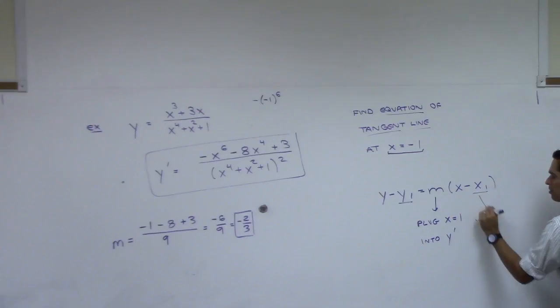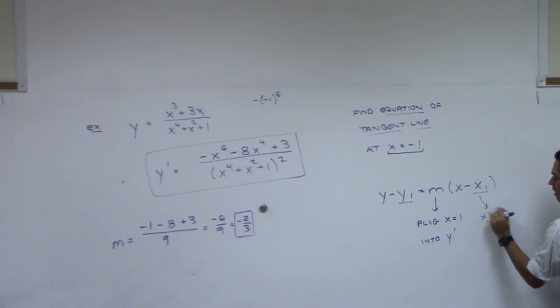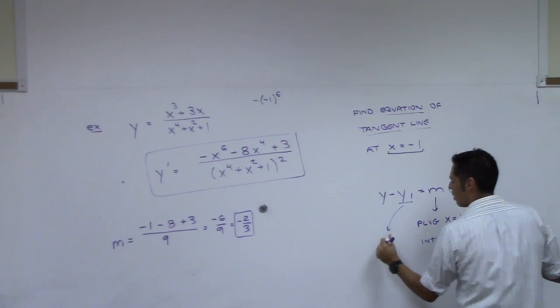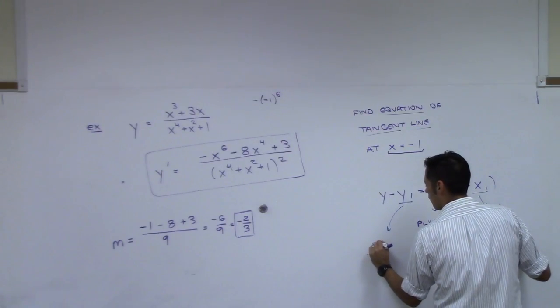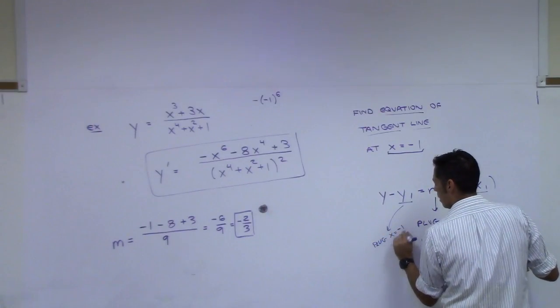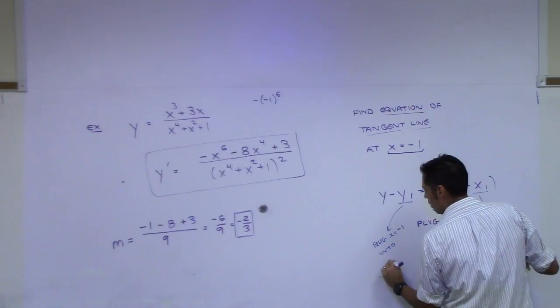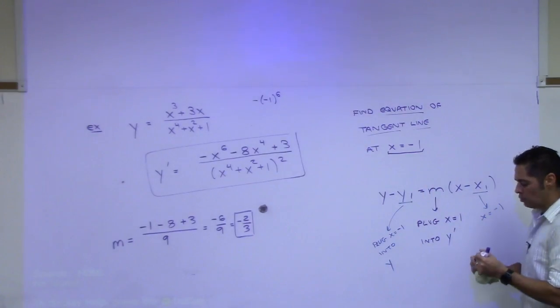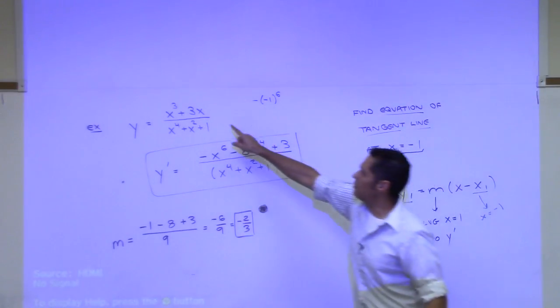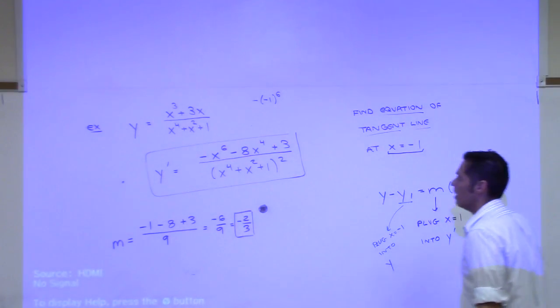So how do we find the x1, y1 part? Well, x1 is just x equals -1, right? I mean, that was already given to me. But to find y1, we're going to plug x equals -1 into the equation for y, right? Into y. That'll give us the point on this graph. So what happens when we plug -1 into that?